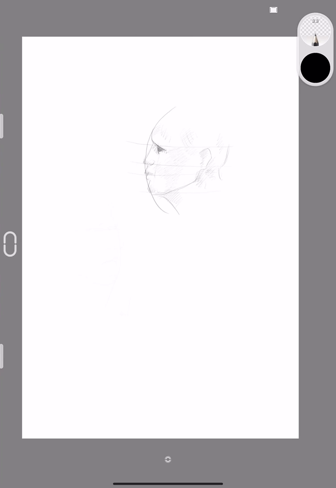We are now able to build up the features using tonal value, and the tonal value is guided by the structures that we build up from jaw to cheek to turning point of the embankment of the eyes towards the ear and cranium. And this is a process of how one will be able to build up with cross-hatching a very quick rendition of the facial features.